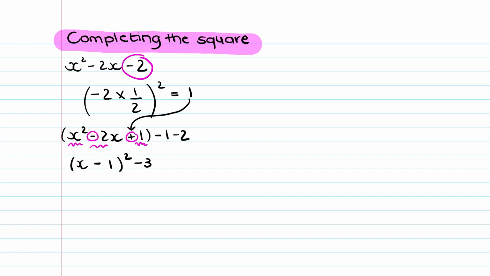Great. So now you should see that we have an equation that is going to allow us to see very clearly what our a value is, our p value, and our q value. So now we want to ask ourselves, number 1, is this going to be a minimum or a maximum value? Because a is positive, it is going to be a minimum. Number 2, what is the actual minimum value here? We need to look at q, and q is equal to negative 3.